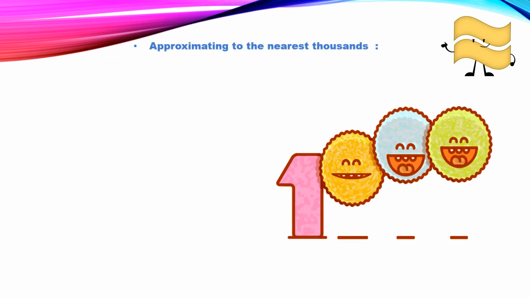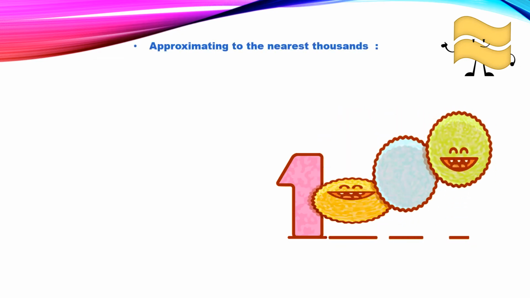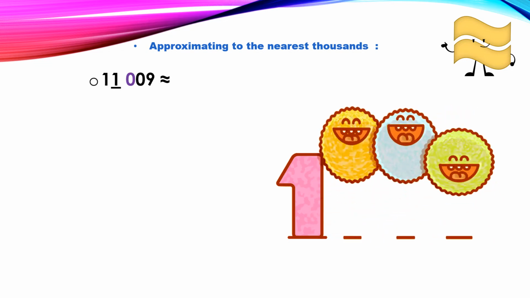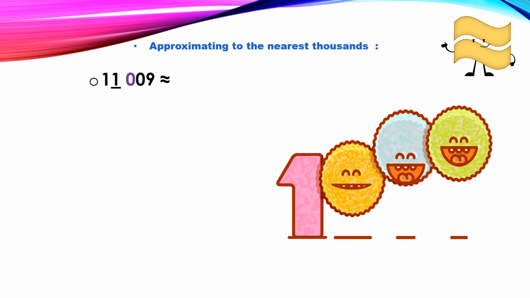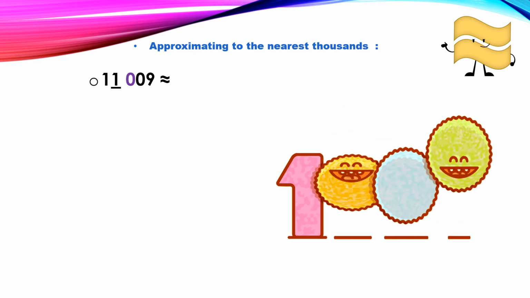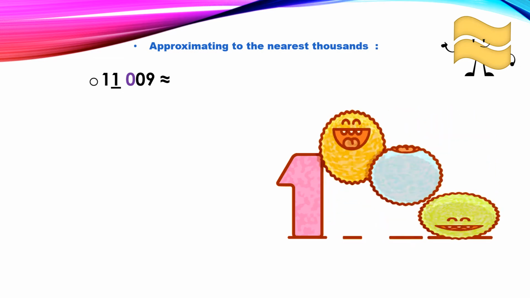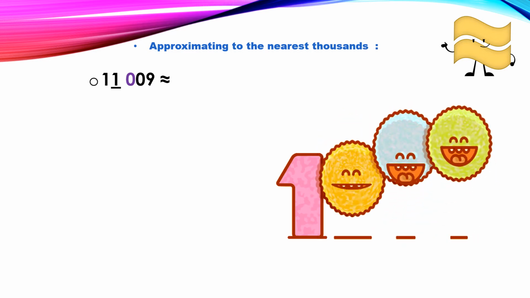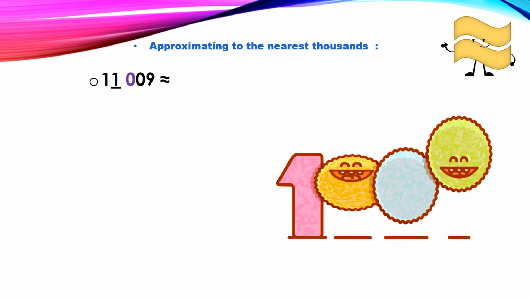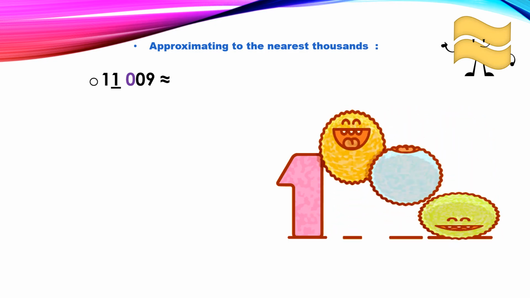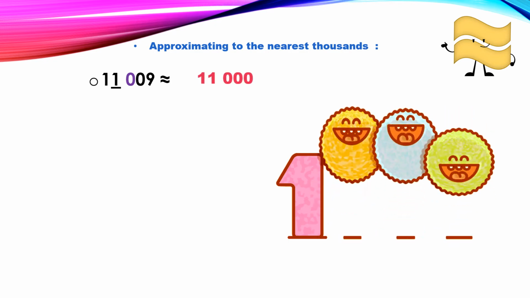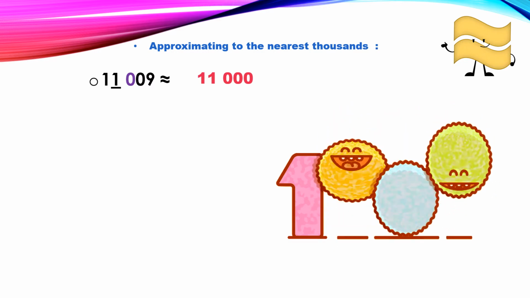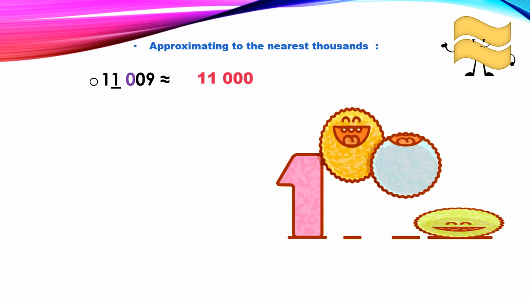Okay, now we approximate to the nearest 1000. As we do in 10 and 100, we will do in 1000. Underline the place and take the digit before it. First one, 11,009. Underline the digit in the 1000 place. It's 1. And take the digit before it. It's a 0. Very poor, so the answer will be 11,000. All the digits before our place will be replaced with 0. Okay?